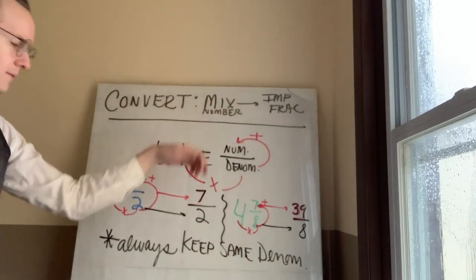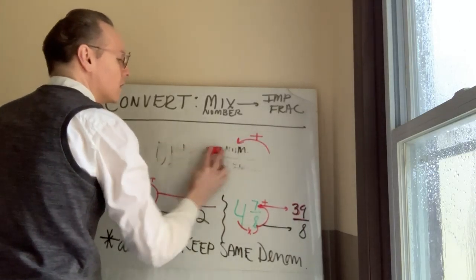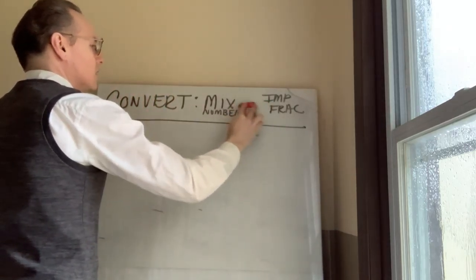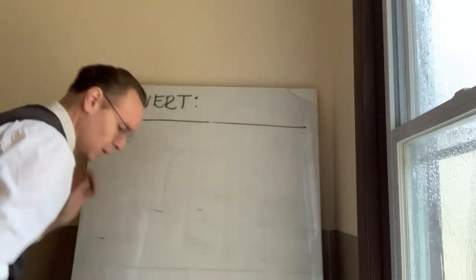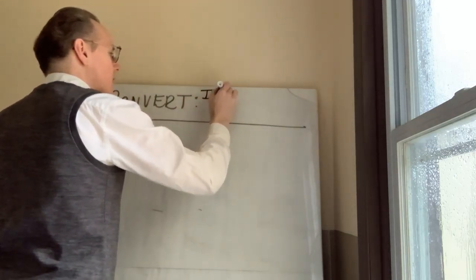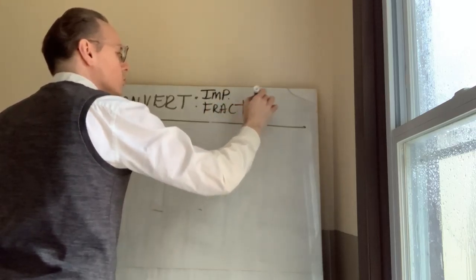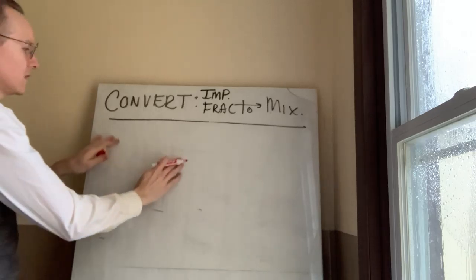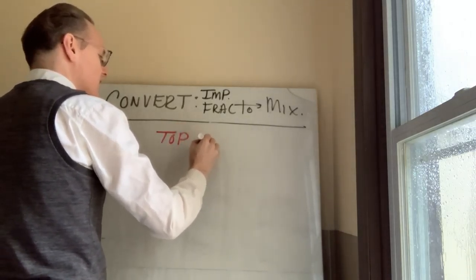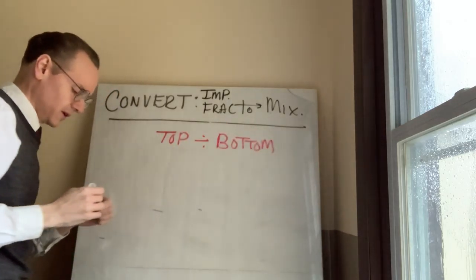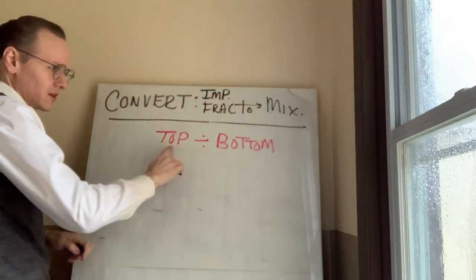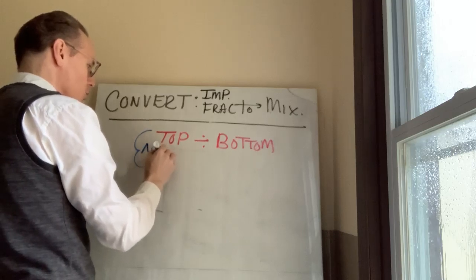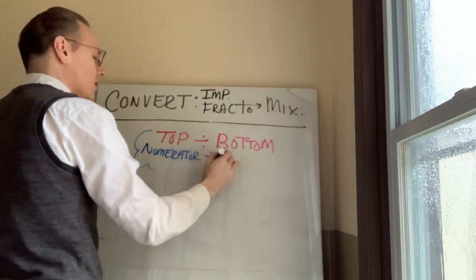Let's say that you are going the other way. Let's say that you're starting with an improper fraction and you're converting that to a mixed number. In its most basic form of the instruction, it is the top divided by the bottom. I should, if I were a good guy, use the proper terminology, but I think this is more intuitive. Everybody knows what a top is and everybody knows what a bottom is. Officially, I should say this: the numerator divided by the denominator.